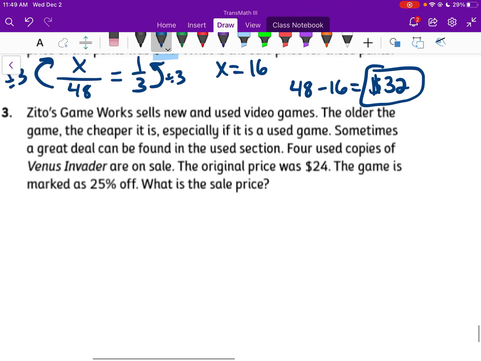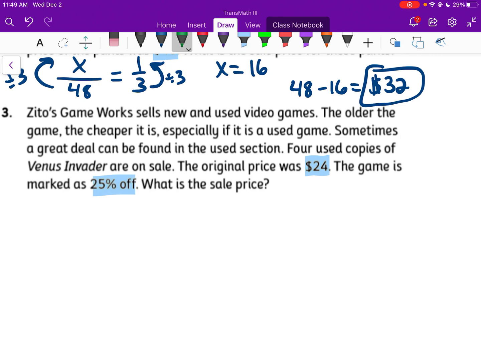All right, Zito's Game Works sells new and used video games. The older the game, the cheaper it is, especially if it is a used game. Sometimes a good deal can be found in the used section. 4 used copies of Venus Invader are on sale. The original price was $24, so we're given the original price, and it was marked 25% off. What is the sale price?